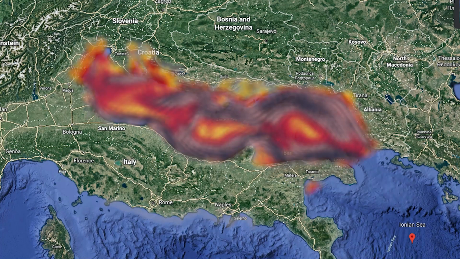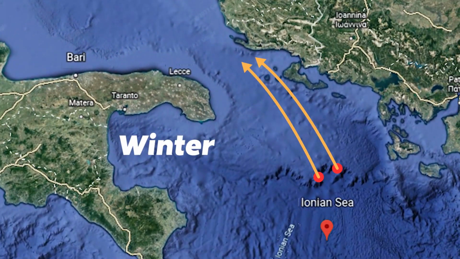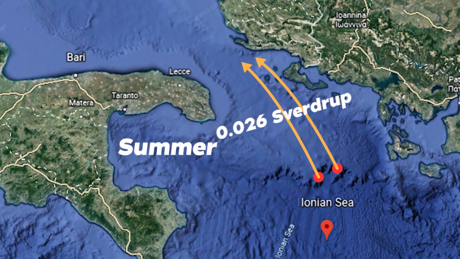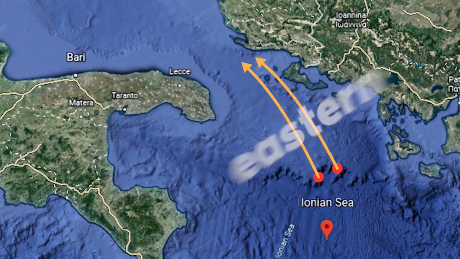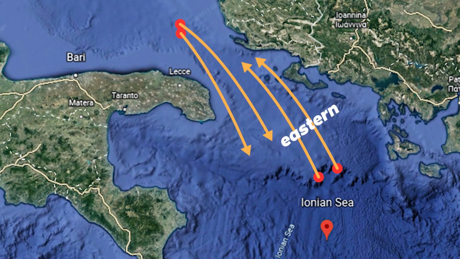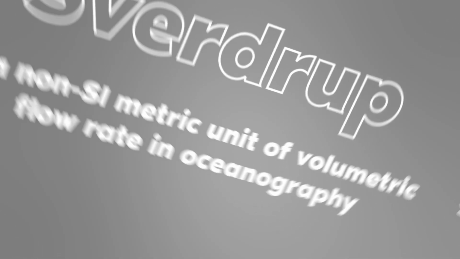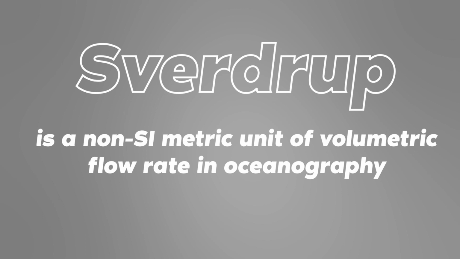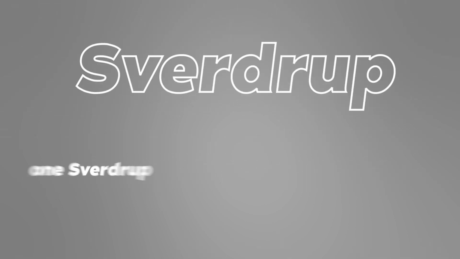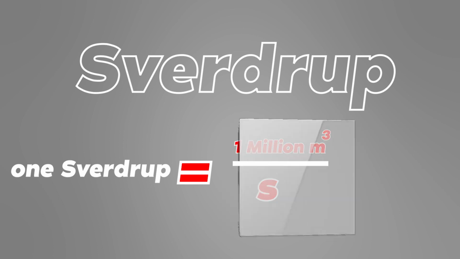of the Otranto Strait. In the winter, the inflow from the Ionian Sea is approximately 0.153 Sverdrup, whereas, in the summer season, it is approximately 0.026 Sverdrup. This flow enters from the eastern part of the Otranto Strait. The outflow from the western part of the strait is approximately 0.057 Sverdrup in winter and 0.116 Sverdrup in summer. Sverdrup is a non-SI metric unit of volumetric flow rate in oceanography, with 1 Sverdrup equal to 1 million cubic meters per second.